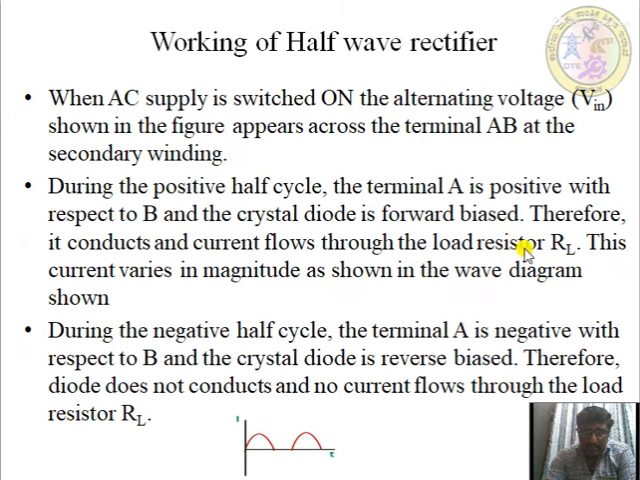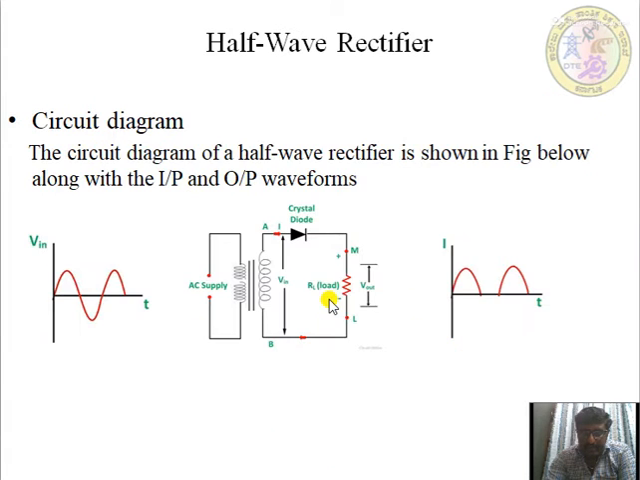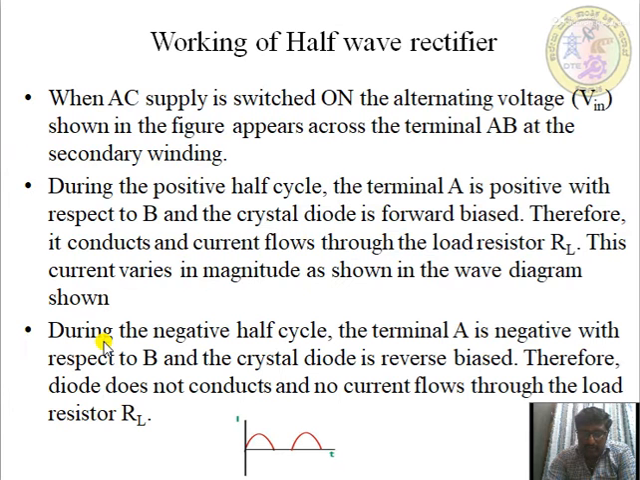See here, the same thing: during the positive half cycle, terminal A is positive with respect to B and the crystal diode is forward biased. Therefore it conducts and current flows through the load resistor RL. This current varies in magnitude as shown in the wave diagram. During the negative half cycle, terminal A is negative with respect to B and the crystal diode is reverse biased. Therefore the diode does not conduct and no current flows through the load RL.